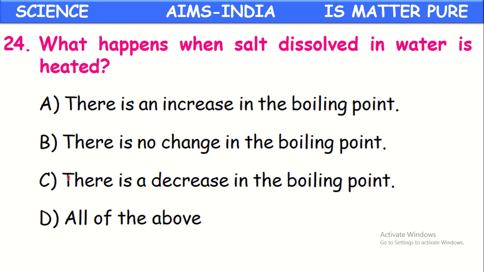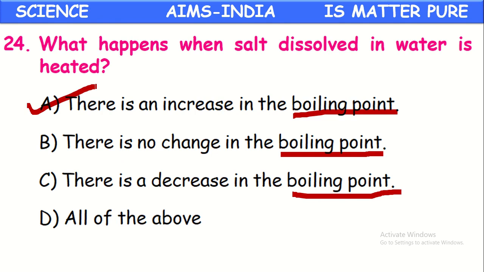Okay, they're asking here about the boiling point. When any solid substance is dissolved in water, the boiling point of that liquid will change. It increases. Generally, water boils at 100 degrees Celsius, but when it is added with salt, its boiling point will be increased slightly above 100 degrees Celsius. So we can say there is an increase in the boiling point of water.